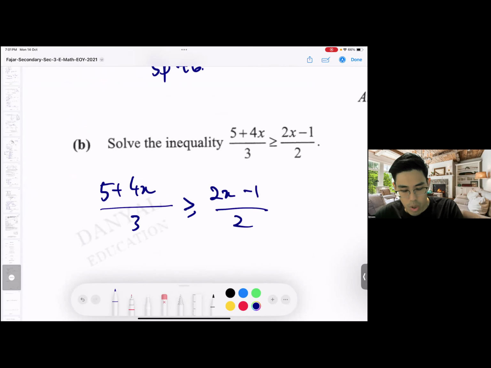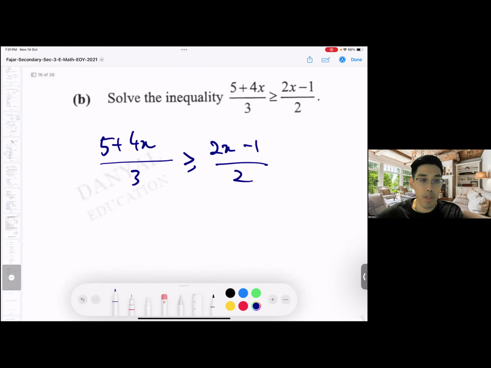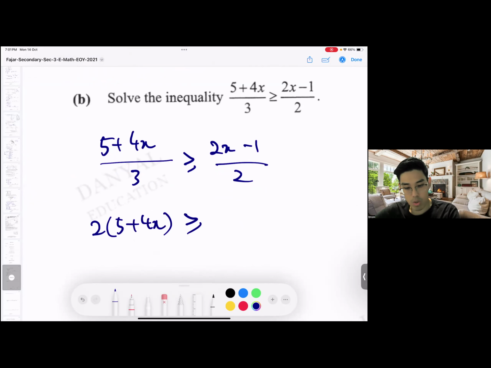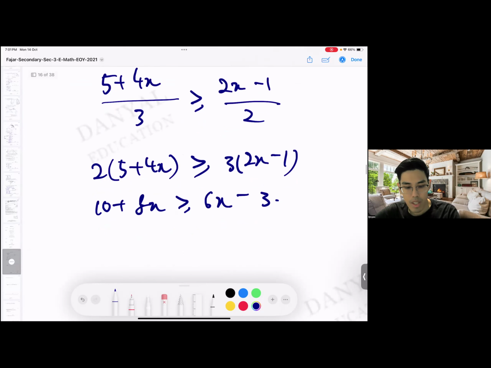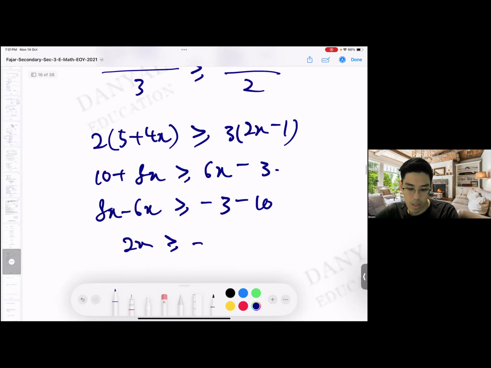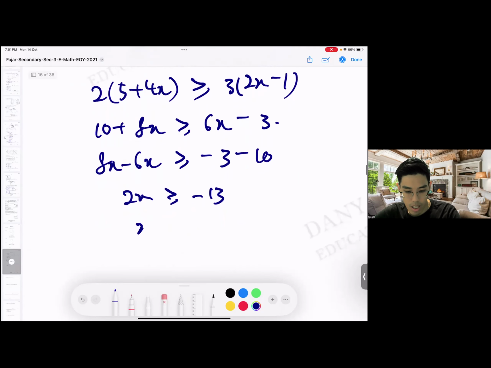Next, solve the inequality (5 plus 4x) over 3 more than or equal to (2x minus 1) over 2. This one, just do as per normal equation. There are no negative signs involved, so not to worry. Cross multiply: 2 times (5 plus 4x) and 3 times (2x minus 1). Then expand: 10 plus 8x, and 6x minus 3. Then we have 8x minus 6x, I bring the 6x over, then minus 3 minus 10. So 2x is more than or equal to minus 13, so x is more than or equal to negative 13 over 2.